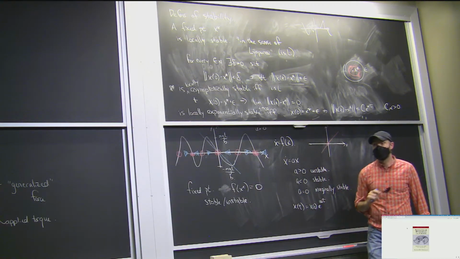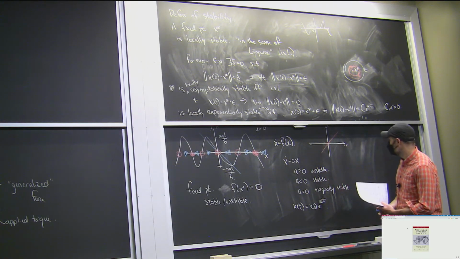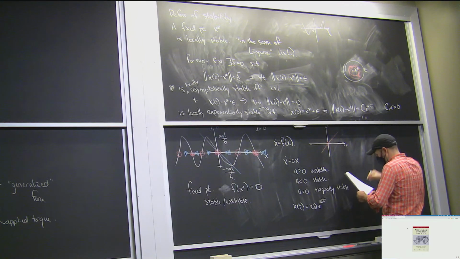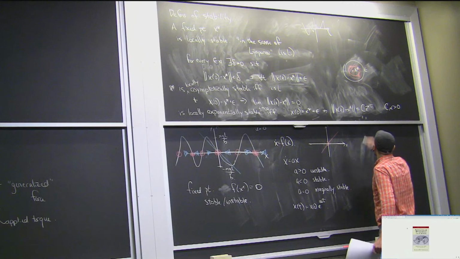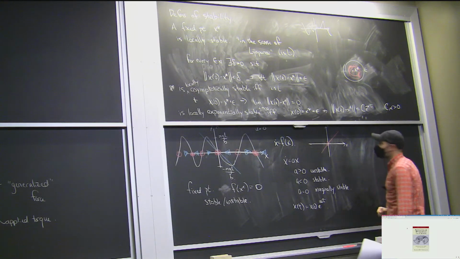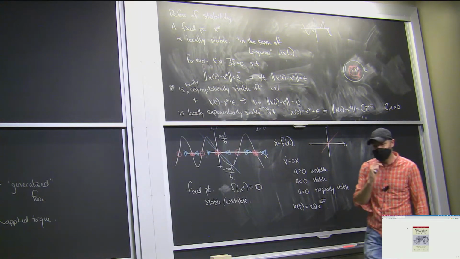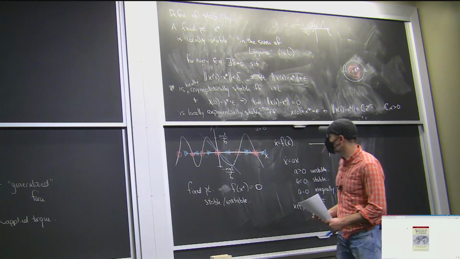Yes, please. I was going to say, should that alpha be negative in exponential stability? Oh. Above? Yeah, I forgot my negative sign. Thank you. Yeah, I want it to go down, not up. That's important.